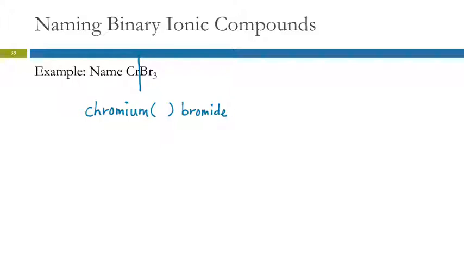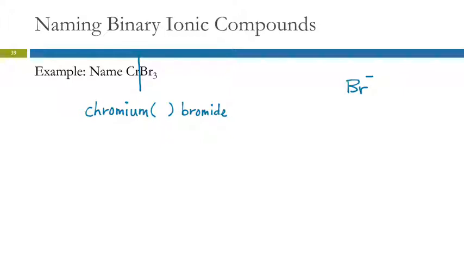So how do we know what the charge on this chromium ion is? We have to figure it out. The periodic table's not going to help us this time. We're going to figure it out based on the charge of the anion. So what's the charge on a bromide ion? It's -1. Start at the noble gas, which is 0, count back, it's -1.